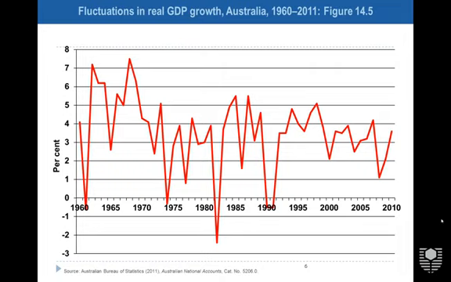This slide, compared to the previous slide where I was talking about the hypothetical business cycle, shows the fluctuations in real GDP growth in Australia from 1960 to 2010. There was a recession here in 1990, and you can see that there have been fluctuations all around the real GDP in Australia over the time period.